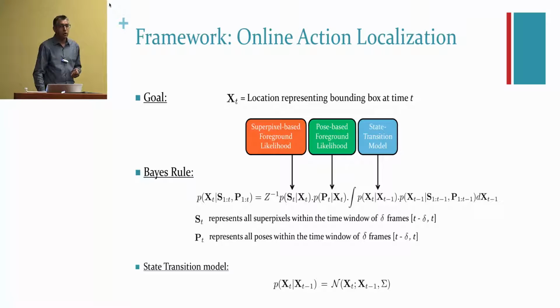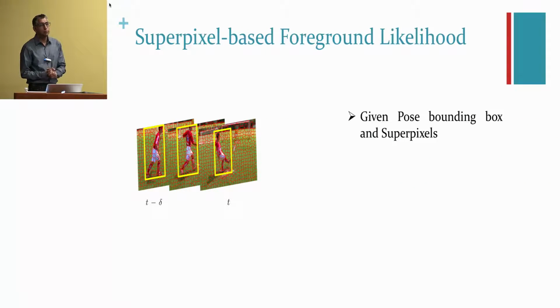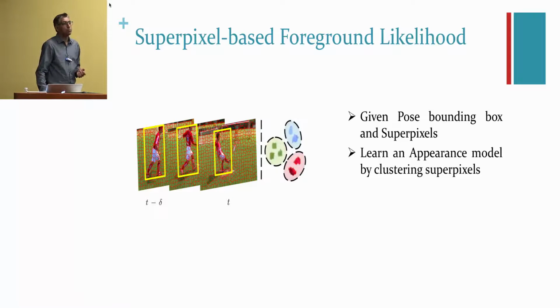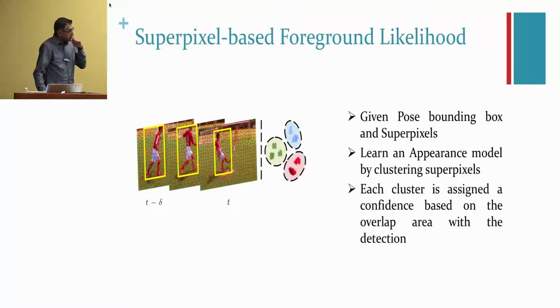And the state transition model in this rule is assumed to be Gaussian distributed. Now, for the first component, which is the superpixel-based foreground likelihood, we use the pose bounding box as well as superpixels to learn an appearance model by clustering these superpixels in each frame. To form the clusters, we apply just simple k-means.